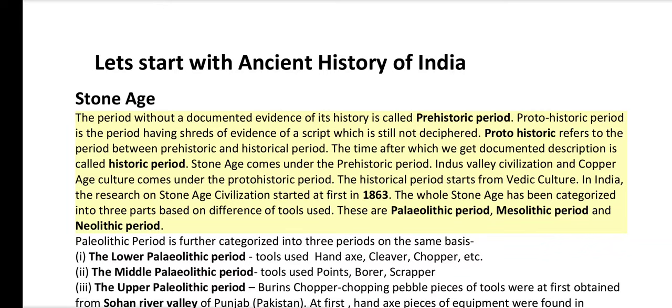Stone Age comes under the prehistoric period. Indus Valley Civilization and Copper Age culture comes under the proto-historic period. The historical period starts from Vedic culture. In India, the research on Stone Age civilization started at first in 1863. The whole Stone Age has been categorized into three parts based on difference of tools used. These are Paleolithic period, Mesolithic period and Neolithic period.